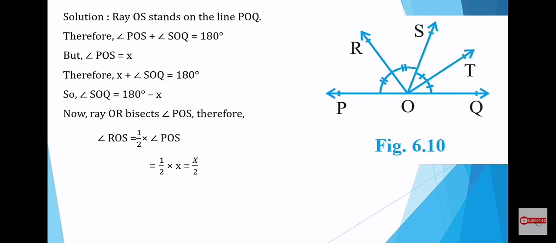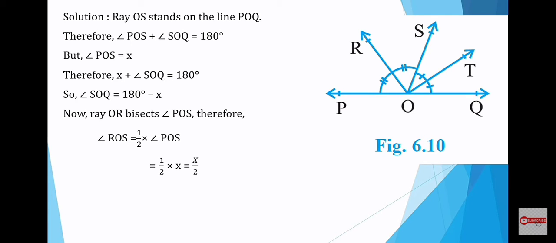So, substituting that value in the above equation, you will get X plus angle SOQ is equal to 180 degrees. Therefore, angle SOQ will be equal to 180 degrees minus X. That is, you just substituted the value of angle POS as X, and from that you got angle SOQ is equal to 180 minus X.